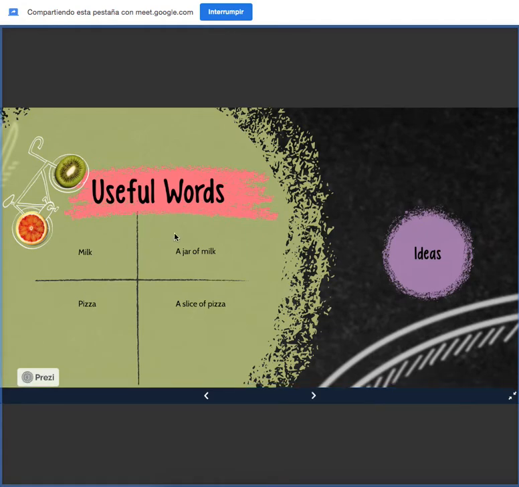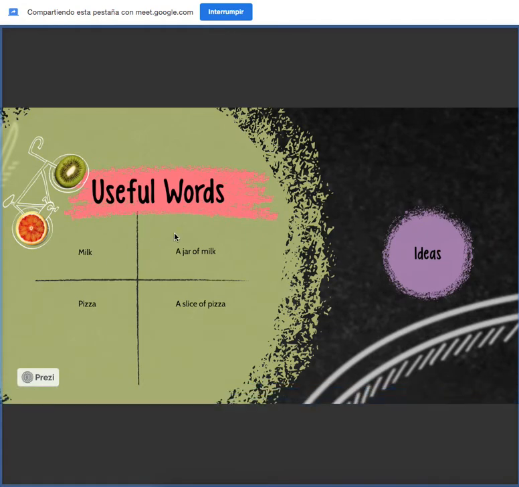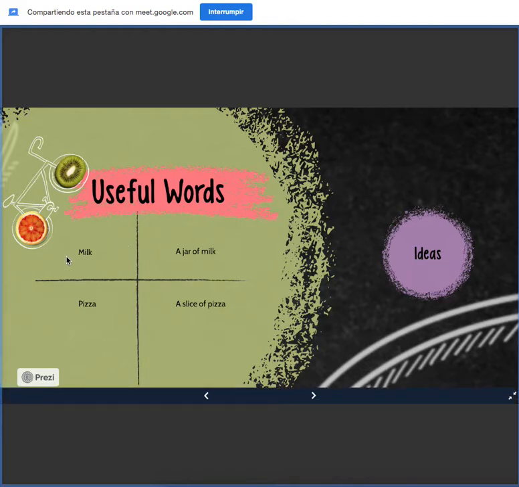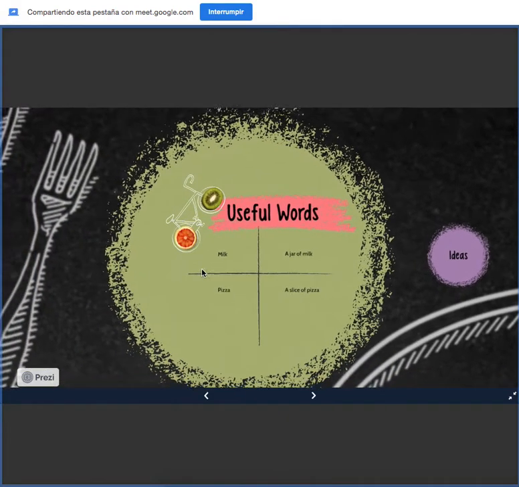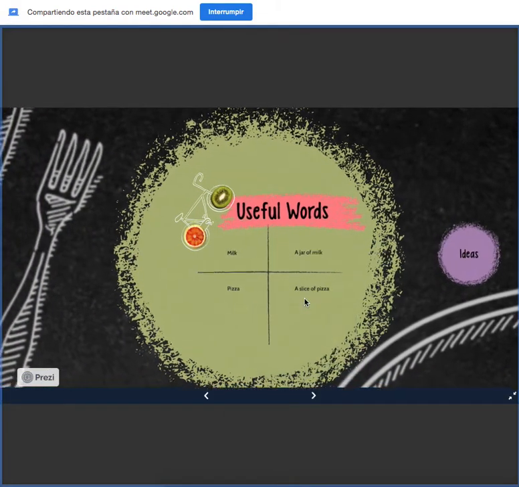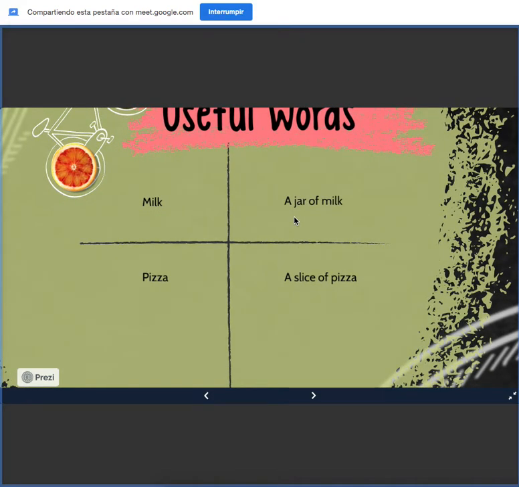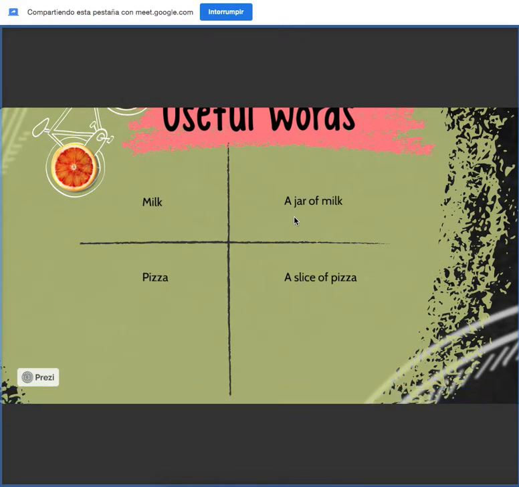Here you have some useful words. For example, babies, if you want to say the amount of milk that you have, you can say a jar of milk. If you want to talk about pizza, pizza is uncountable. But you can say a slice of pizza, como un trozo de pizza. So these two examples are just to tell you that if you want to talk about the amount of an uncountable thing, you just have to add a countable thing. Si quieres hablar de una cantidad de algo que no es contable, tienes que agregar algo que sí sea contable.